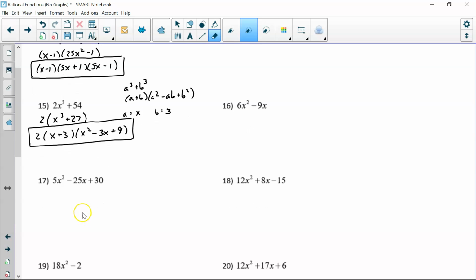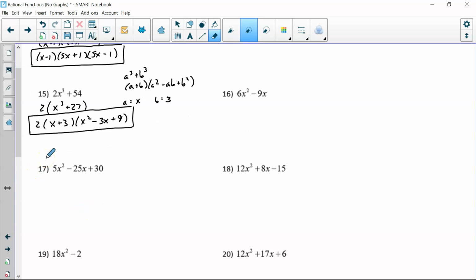Looking at problem number 17 now. We can factor out a 5. 5, and then we're left with x squared minus 5x plus 6. Now it's a more straightforward factoring problem. We put our x and x to begin with. Now we want to think what numbers multiply to 6 and add to negative 5. Only way they can multiply to a positive and add to a negative is if they're both negatives. Negative 2 and negative 3. They multiply to 6 and add to negative 5. We just factored that quadratic.